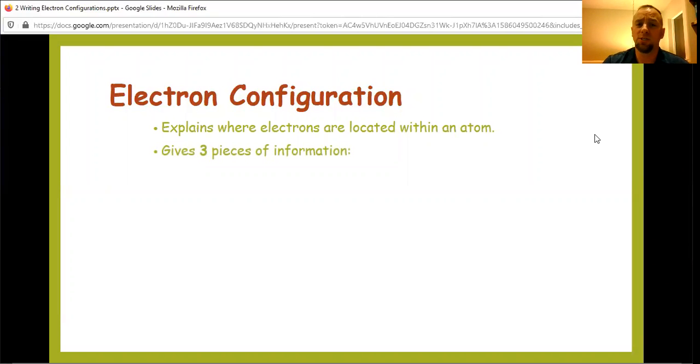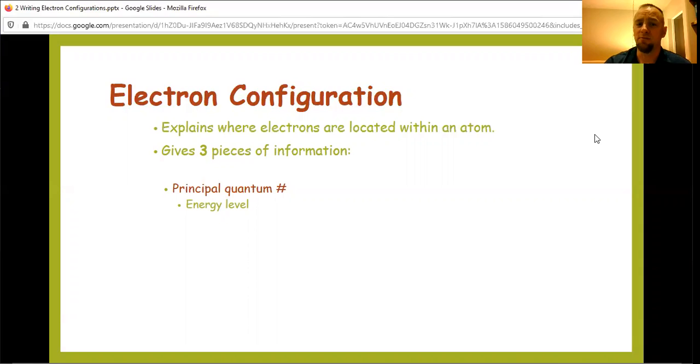electron would be located using that probability. And the electron configuration gives us three pieces of information. So we talked about the four different quantum numbers. One of the pieces of information that this electron configuration will give us for these electrons is the principal quantum number. And if you remember, the principal quantum number is the energy level of that electron. How much energy does that have?